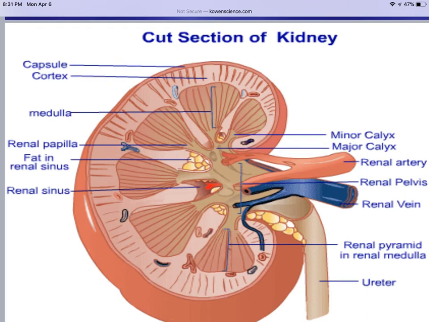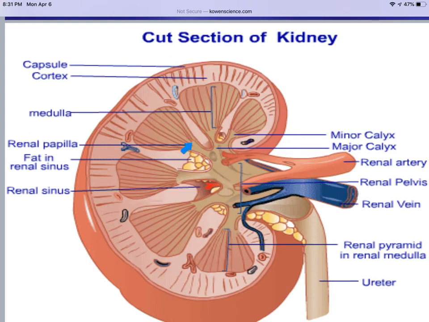Looking at a cross-section of the kidney, the very outer thin layer that covers the kidney is the renal capsule. This area right here is the renal cortex. From here in is the renal medulla, and you've got it labeled there. The triangular structures are the renal pyramids. The tip of the renal pyramid is the renal papilla. In between the renal pyramids are the renal columns.